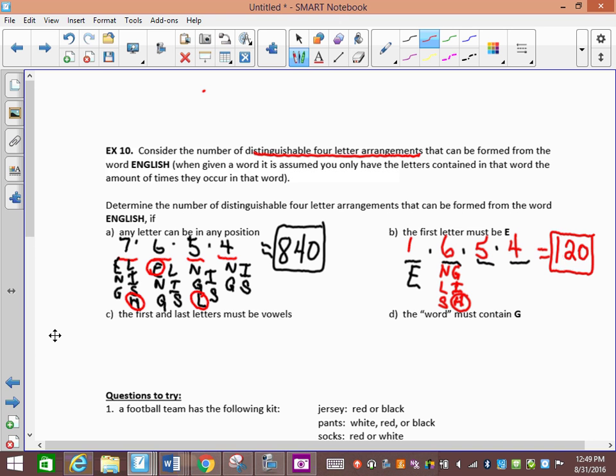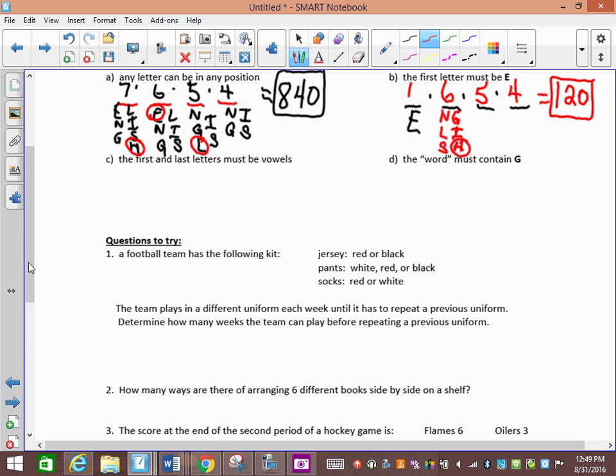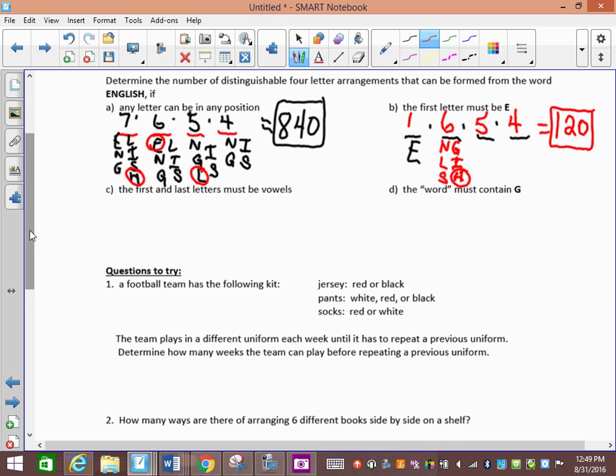Now, C. The first and last letters must be vowels. Some people say, well, I have the vowels A, E, I, O, U. I have 5 options. No, you don't. You have the word English. You have E, N, G, L, I, S, H. That is your option. Okay? So what vowels do you have? Michael, what vowels do you have? E and I. That is all we have. You don't have A, you don't have O, you don't have U. You have the word English.